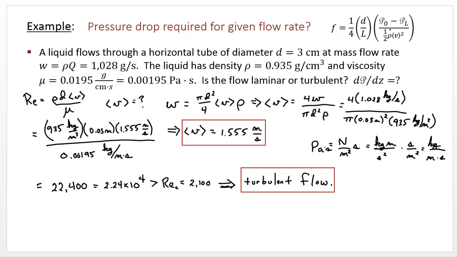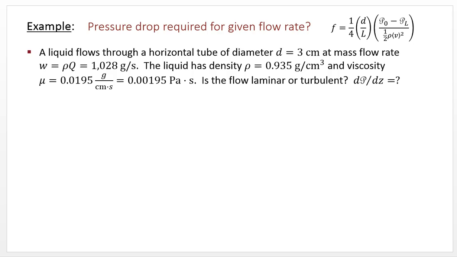We know the average velocity now. We know the density. We know the diameter of the tube. The only thing we don't know is the friction factor F. We do know, however, that the friction factor F only depends on the Reynolds number. So we know that friction factor depends on Reynolds number. So once we've computed the Reynolds number, as we have here, we can simply evaluate the friction factor using any of our favorite correlations. So let's do that.